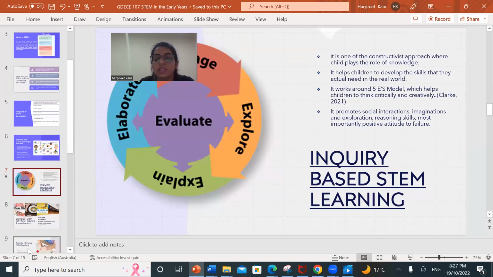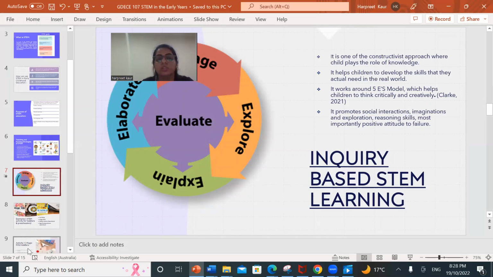And then next is about inquiry-based learning. What is inquiry-based learning? It is one of the constructivist approaches where children play the role of knowledge builders, and it helps children to develop the skills that they actually need in the real world. And it works around the 5 E's model, which helps children to think critically and creatively.